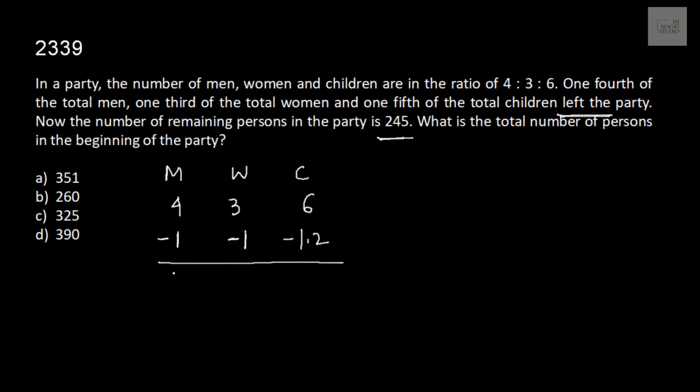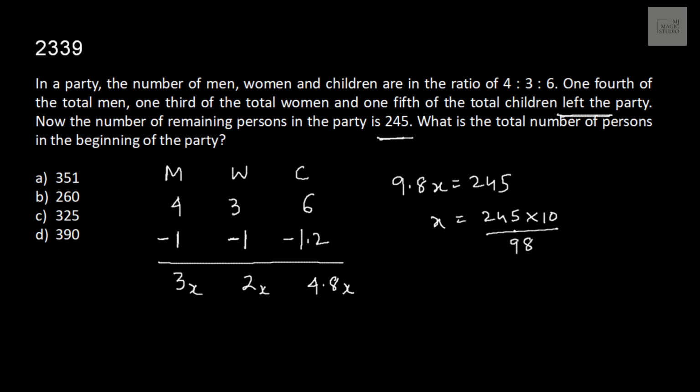So the number of men remaining in the ratio is 3. This is 2 and this is 4.8. So if the common ratio is x, so these many are left. 5 and 4.8 is 9.8. 9.8x is 245. x equals 245 into 10 by 98. That will give me how much? 5 into 5, 25. x is equal to 25.